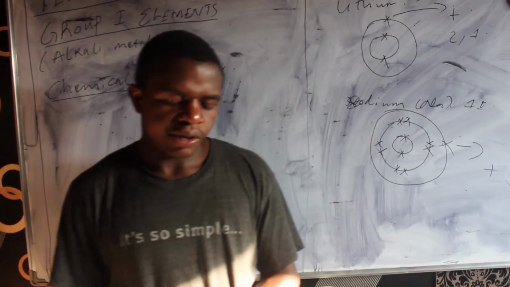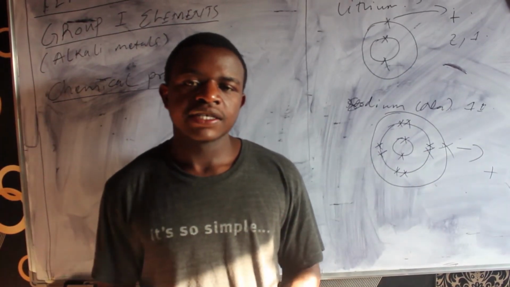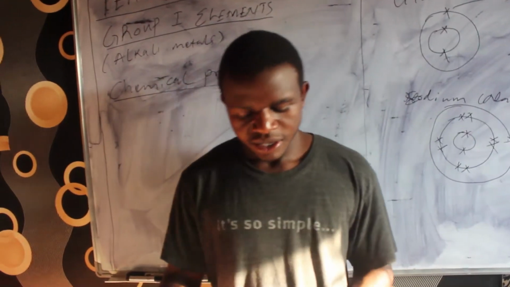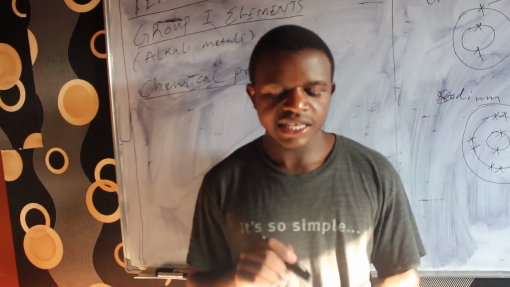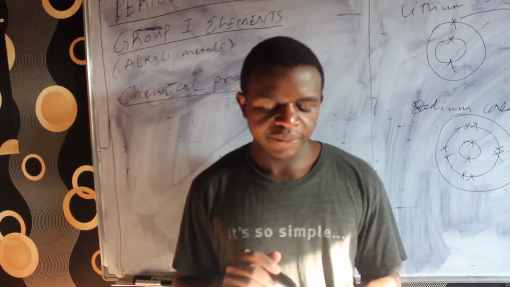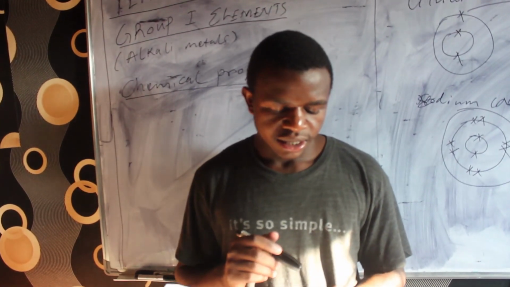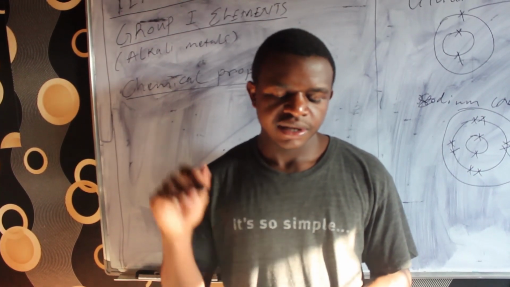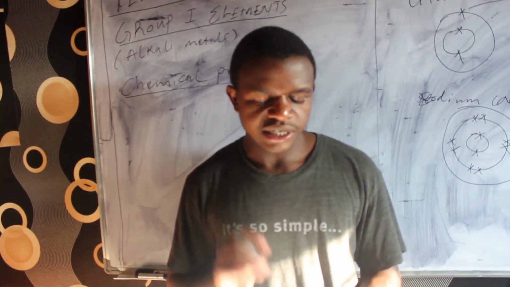The other thing that I'm going to talk about is the reactivity in group 1. So reactivity in group 1 increases as you go down the group. So what do I mean? If you check in group 1, we can say sodium is more reactive than lithium. Then we can say potassium is more reactive than sodium and lithium. We can also say rubidium is more reactive than potassium, sodium, and lithium. So reactivity increases as you go down the group.